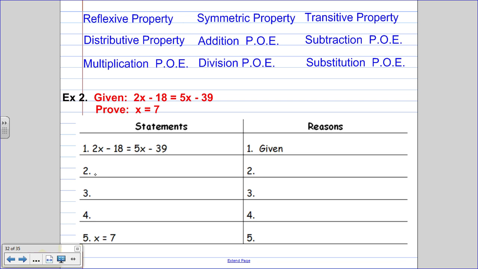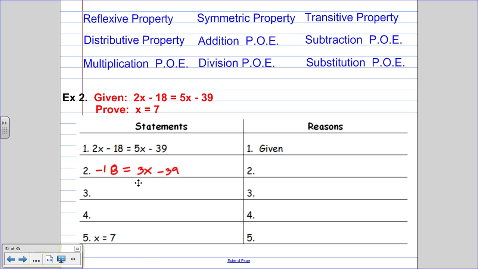The next thing I would do is take this 2x and subtract it from both sides. I like to always move the variables to the side of the larger variable. In this case, the larger variable is 5x, and it's on the right. So I need to move 2x to the right by subtracting. So that would give me negative 18 is equal to 3x minus 39.